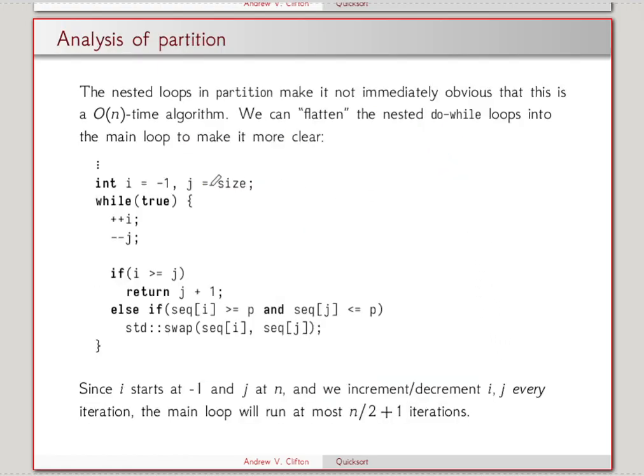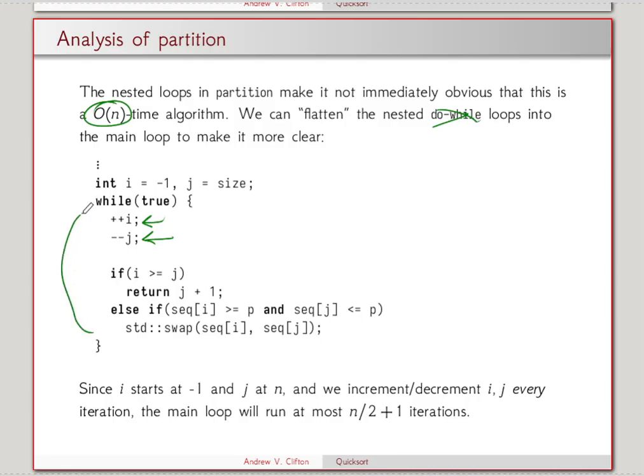So like I was saying, the nested loops don't make it completely obvious that this is an O of n time algorithm. So this is a version where I've flattened the nested loops into the main loop. I got rid of the do while loops that used to be there, and I just have a straight increment for i and a straight decrement for j.